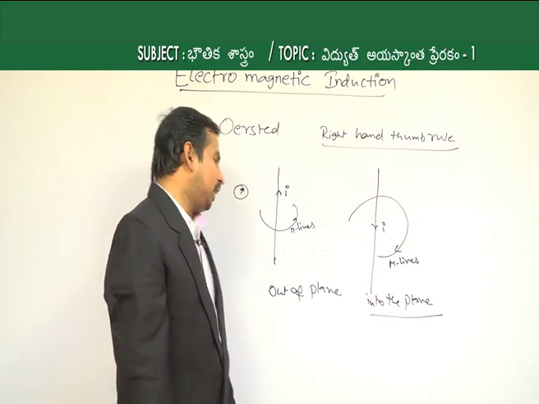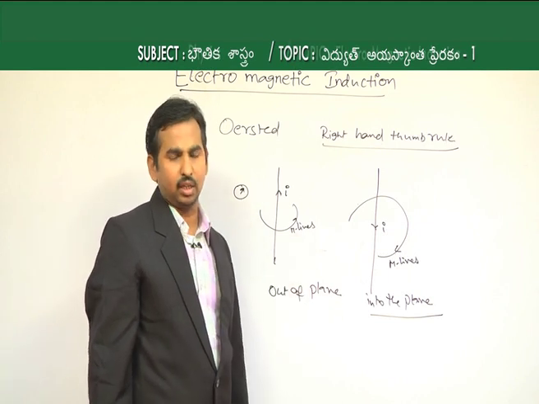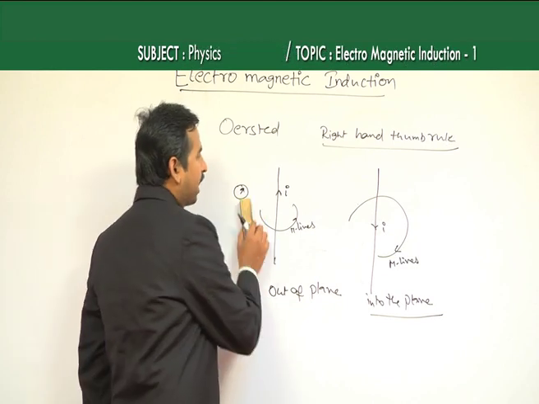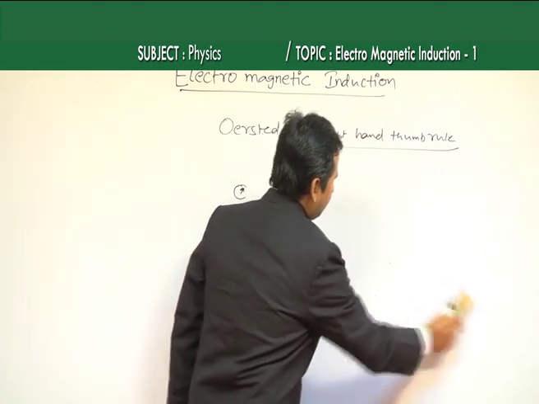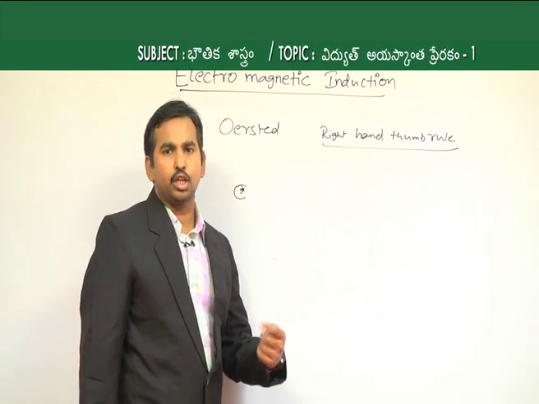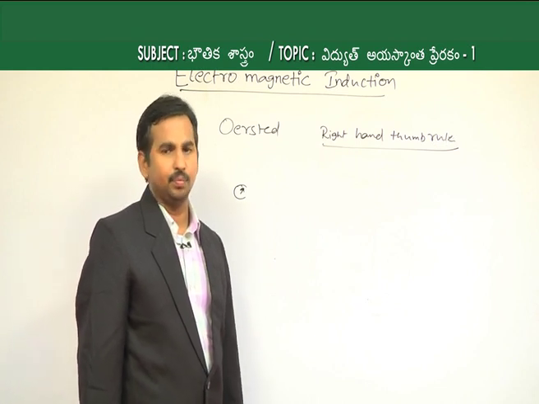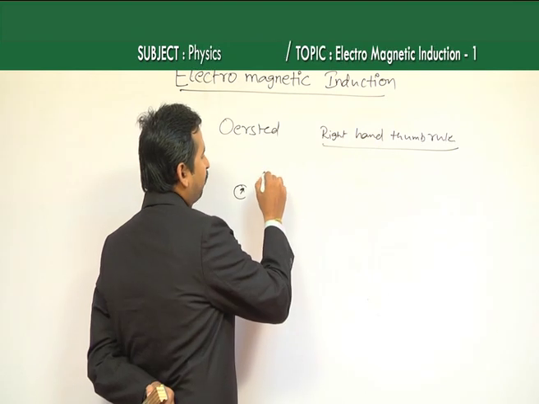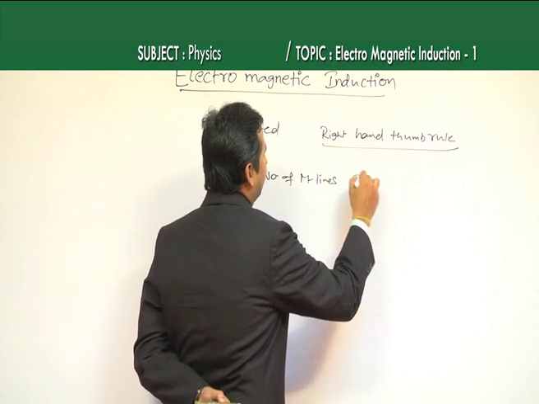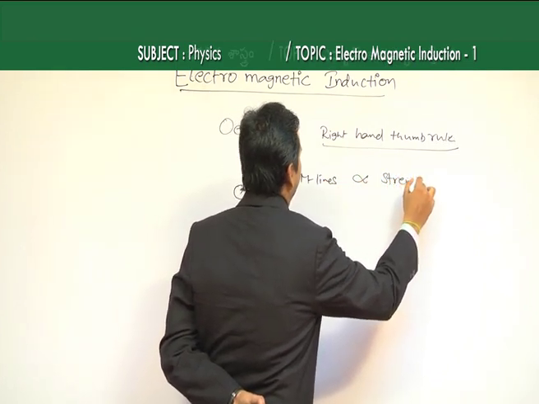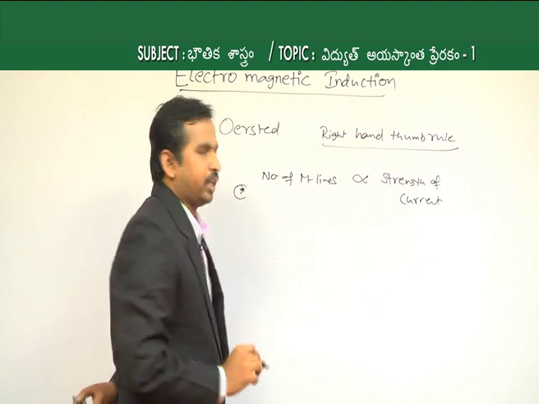Okay. Now, if you are taking the magnetic lines of forces around this straight current carrying wire, if you see the properties here, these magnetic lines of forces are always directly proportional to the current. Whenever you increase the strength of the current, gradually the number of magnetic lines of forces also increases. Here the number of magnetic lines is directly proportional to the strength of the current.